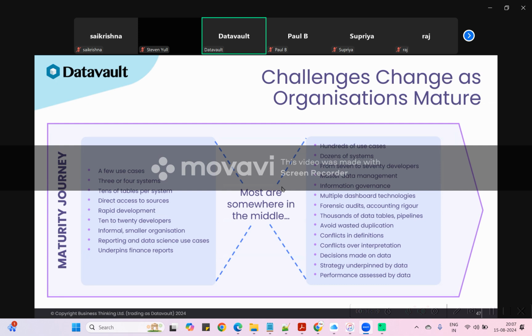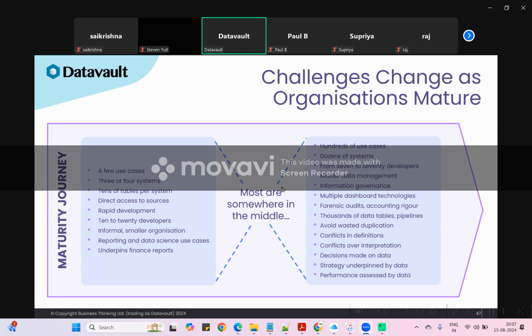But then I realised, of course, no, these are startups. And startups are here at the left of this maturity journey. So they're much simpler organisations. They have a few use cases. Their data's been coming from systems they've largely built themselves. They've got very good technical skills and a very small number of use cases for their analytics.